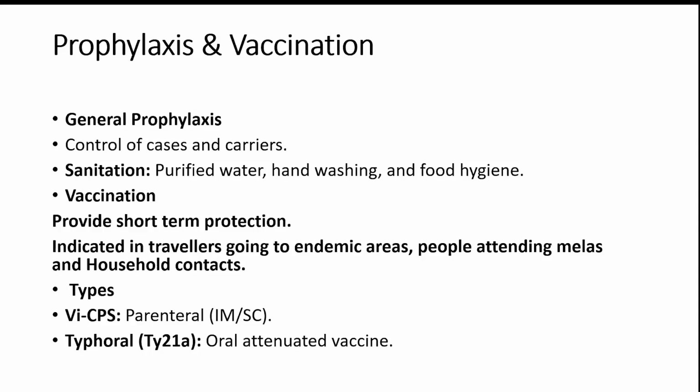So basically, there are two types of vaccines available. Vi capsular polysaccharide vaccine. It's a parenteral vaccine which can be given IM or subcutaneous, and there is an oral vaccine called Typhoral or Ty21a, which is an oral live attenuated vaccine. So with this, I conclude. Thank you.